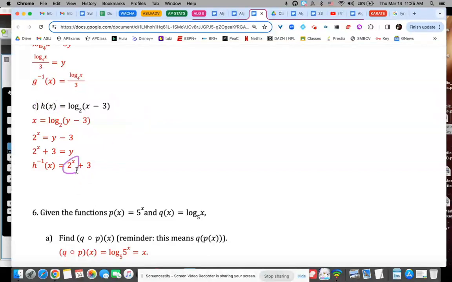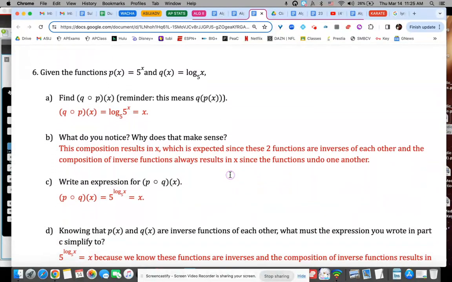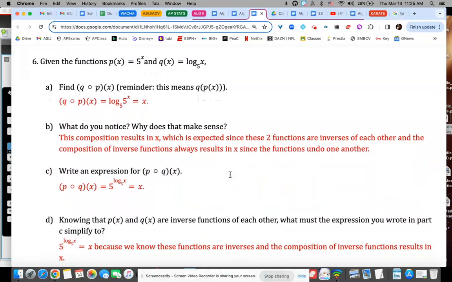Okay, it's an exponential, right? But look, we got the shifting going on now, don't we? We're going to get to that later, I'm sure. All right, number 6, composites.